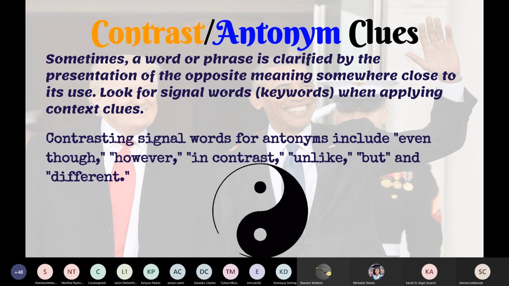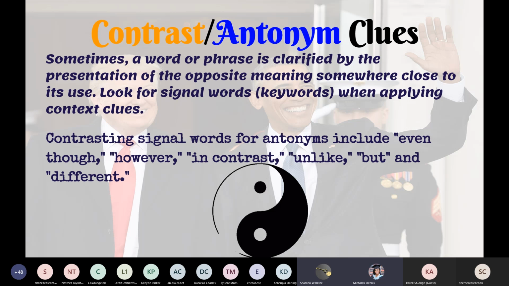Very good. Now, contrast. Oh, antonym. Lord. Now, let's look at this picture. We won't go into politics, right? Not today. Now, okay, this is a recording, so some of you may say some stuff. I may write some stuff.